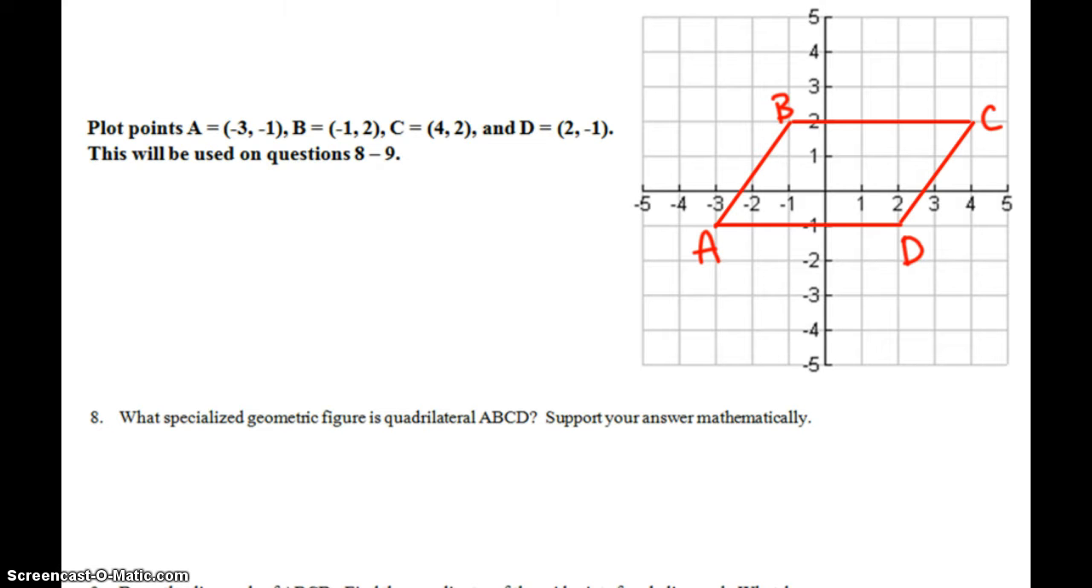Now, based on this picture, we have to look at the slopes before we determine anything about it. Take a look at line AD and BC. Those are parallel because their slopes are 0. So you could say BC is parallel to AD because their slopes are the same, because their slope equals 0.